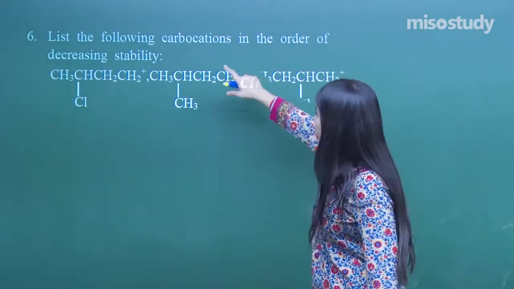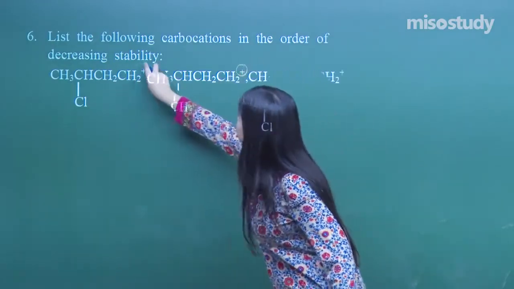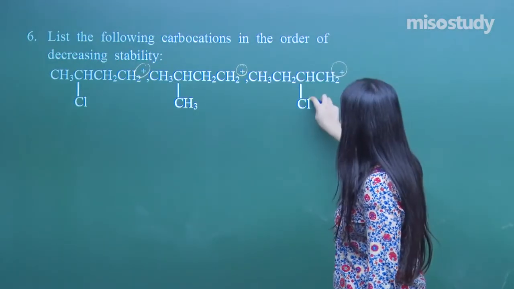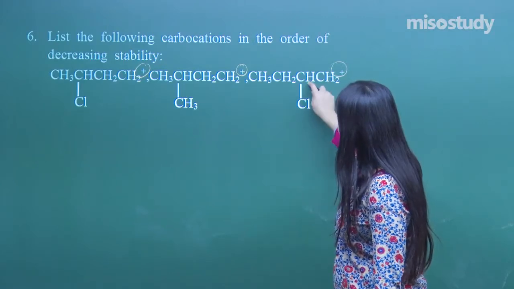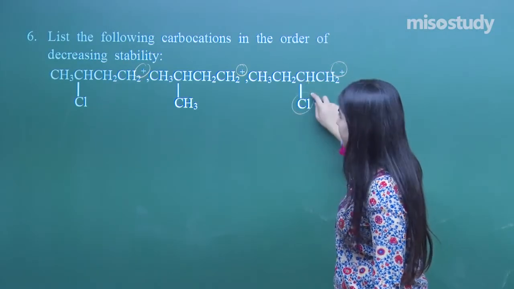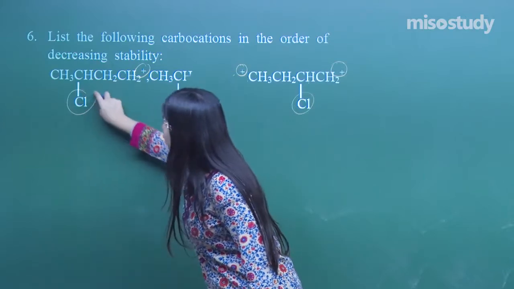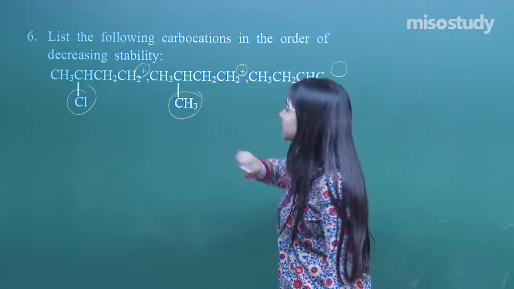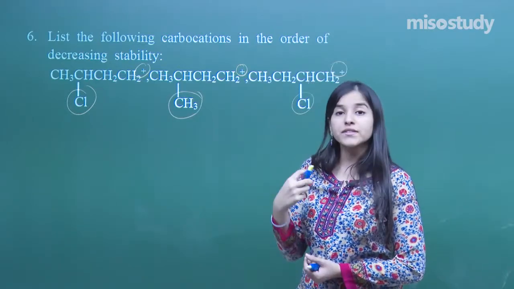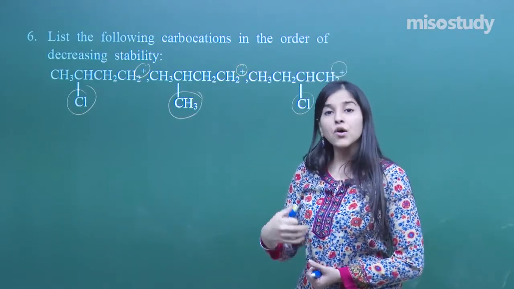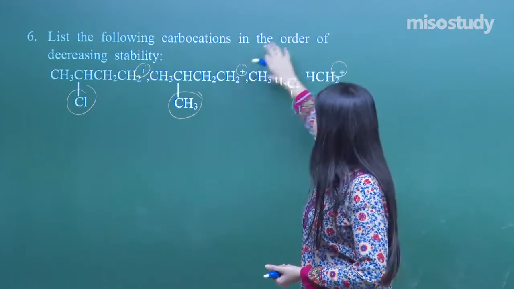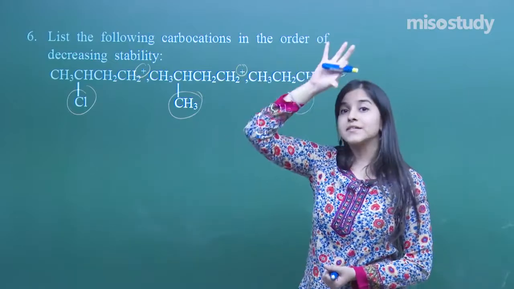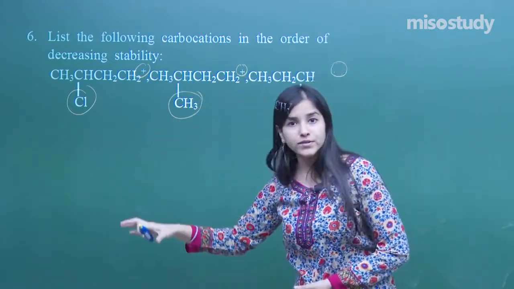Fine. On the first carbon, I have got positive charges. What else do I see? I see the difference is first carbon, second carbon. Here on the second carbon, the Cl is attached. Here on the third carbon, the Cl is attached. And here, again on the third carbon, the CH3 is attached. Now what is the difference of these attachments? How will these attachments influence these positive charges? I need the order of decreasing stability, starting with the highest, most stable, to the lowest one, right?